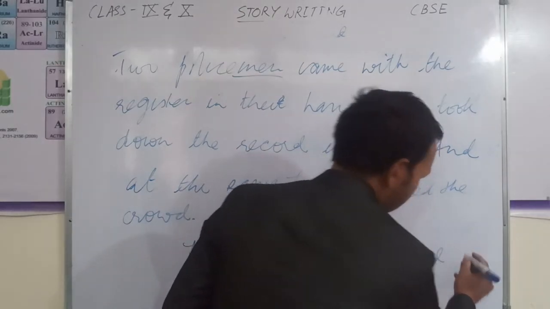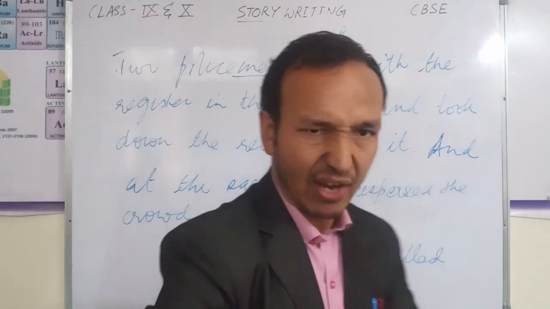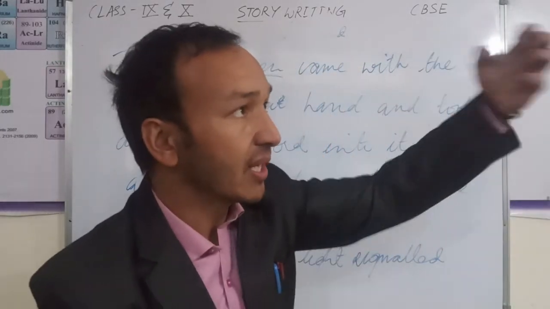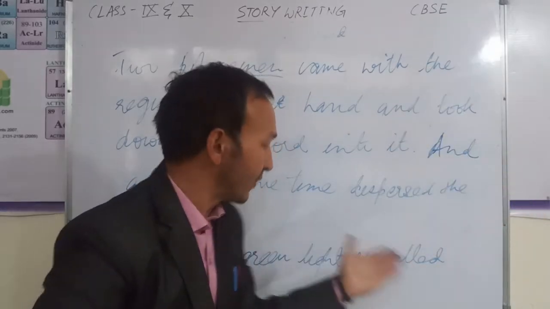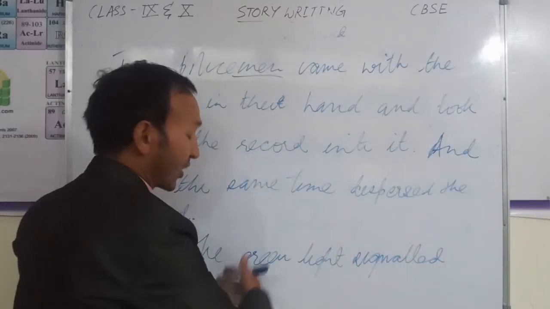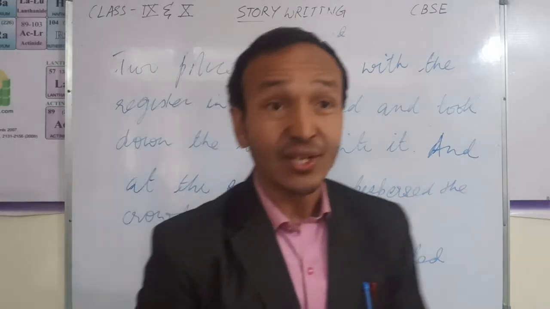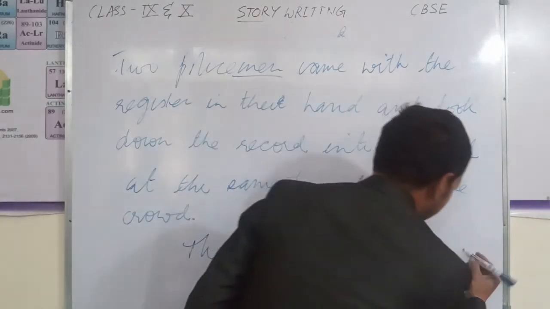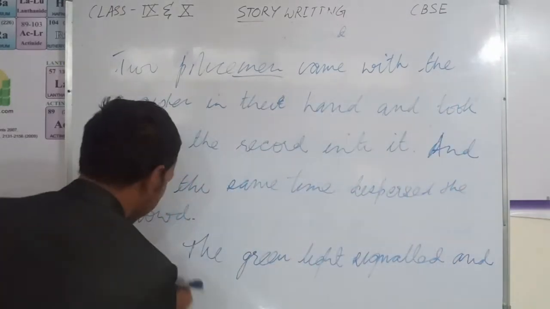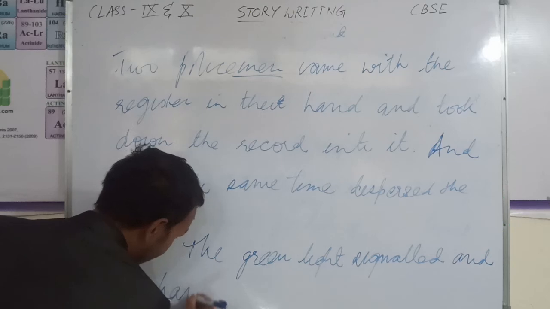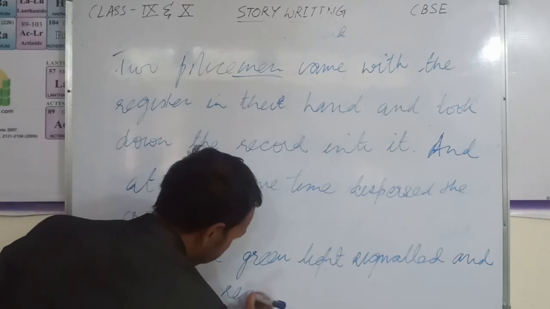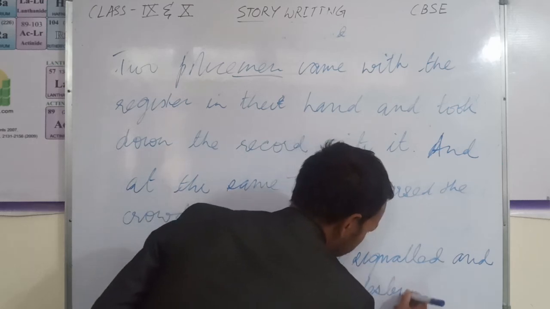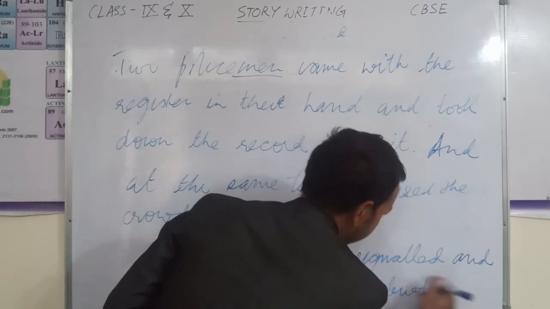If you have ever traveled, you have seen traffic. When you come to cross a traffic junction, there is a red light and there is also a green light. What do you understand when the green light comes? It is time to go. So the green light signals, and we have reached our destination.